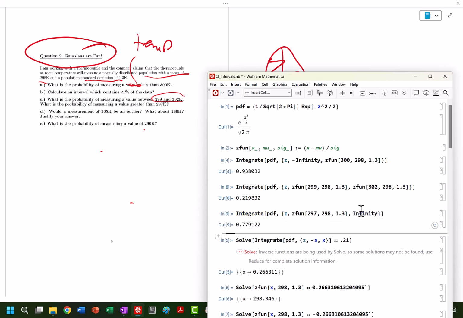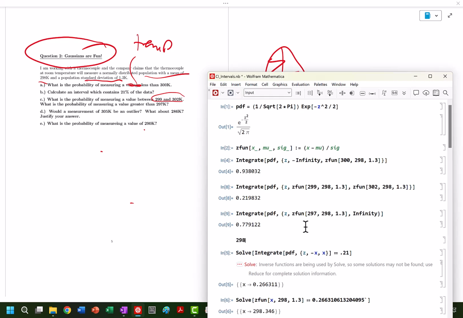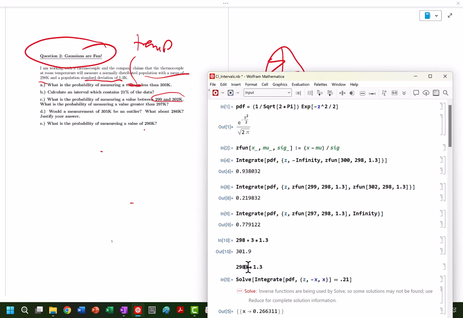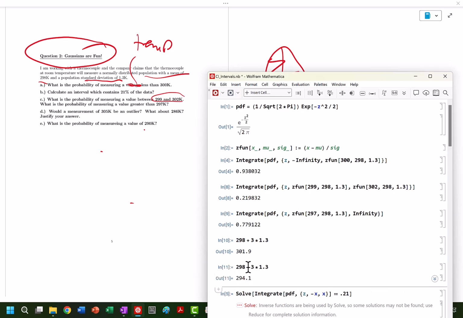Yep, great. Would a measurement of 305 K be an outlier? What about 286? So remember, if we do 298 plus 3 times 1.3, so if it's greater than this, 301.9, or if it's less than this, then it's an outlier. So 305 for sure is an outlier, and 286 is also an outlier. So they're both outliers.